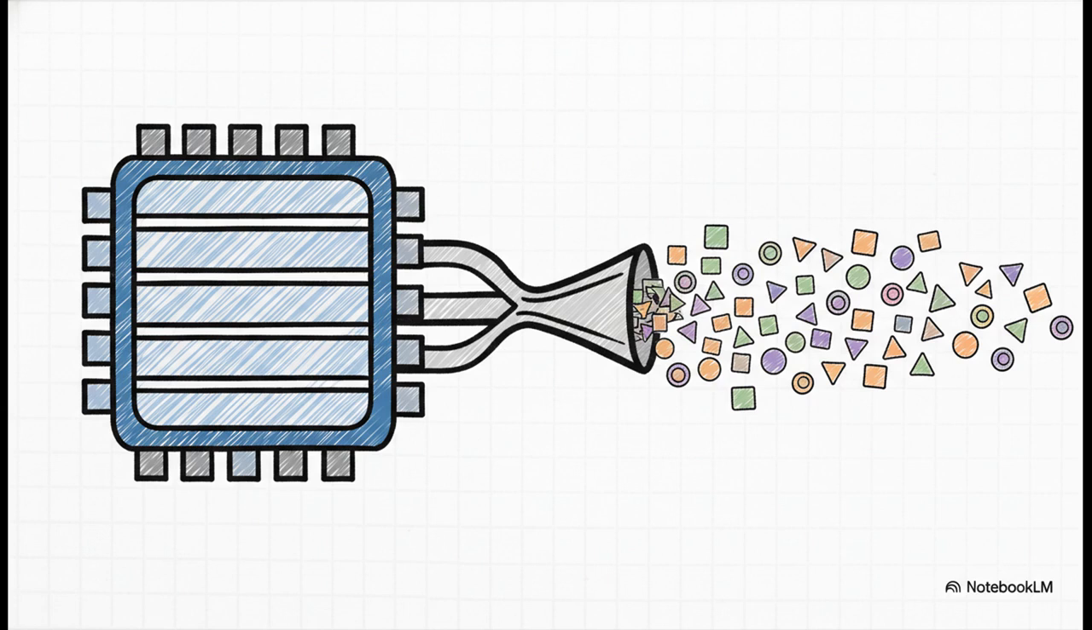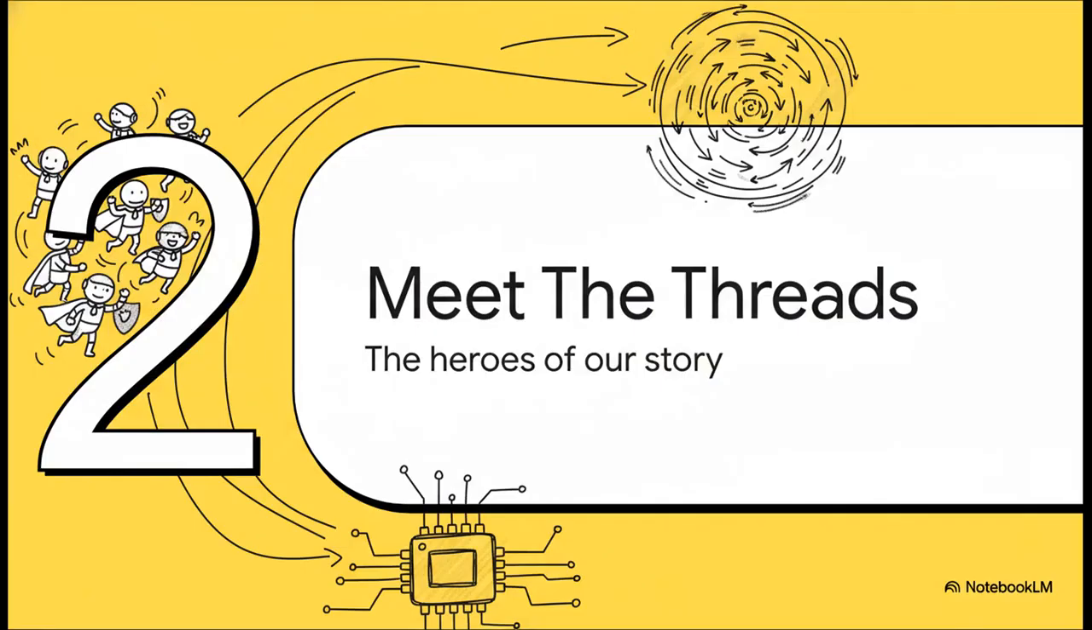So to really unlock your computer's power, we have to teach our software to think more like a team captain, handing out different jobs to different workers all at the same time. And how do we actually do that? Well, we use a concept that lets a single program split itself into a whole team. They're the real heroes of our story today. It's time to meet the threads.